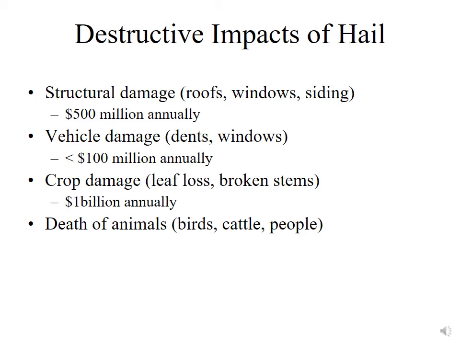If a farmer happens to get a hailstorm over his farm prior to harvest, it can completely decimate the field. It not only can destroy the leaves, it can break the stems, and the cost to society in the United States is about $1 billion annually. And the extremely large hail can even cause death of animals such as birds, cattle, and even people have been killed by hail.